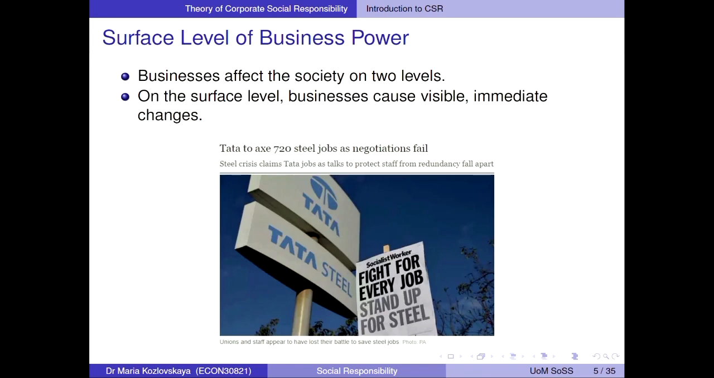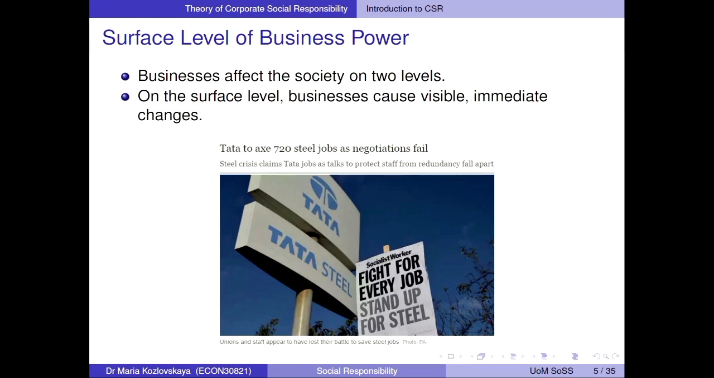As we said, CSR is all about business power and ways in which we, the public, can try to contain this power. So it's important to understand what exactly business power is and how it manifests itself. There are two levels of business power, the surface one and the deep one. The surface level manifests itself in visible changes to our lives which businesses bring.